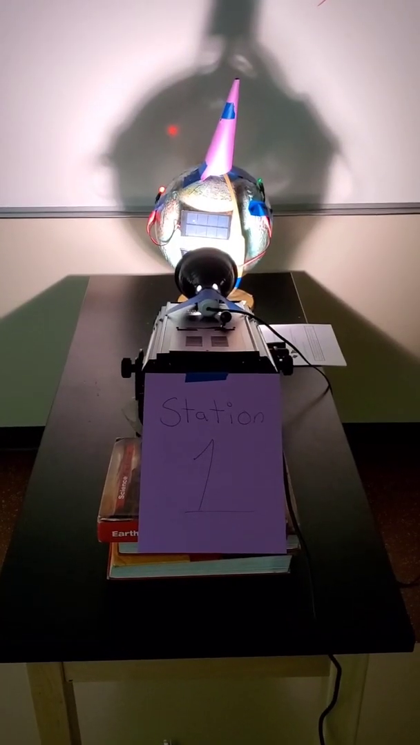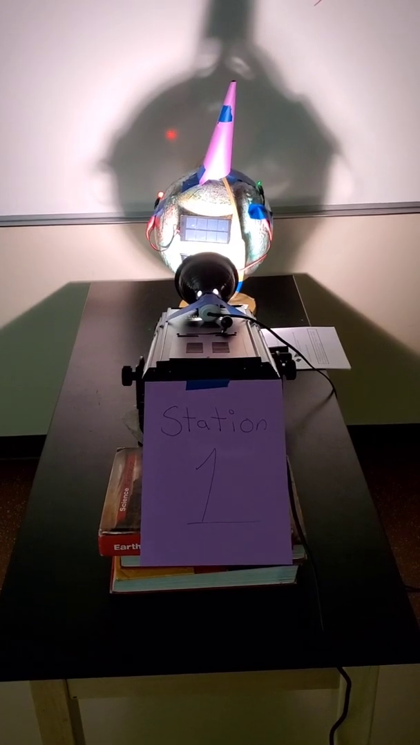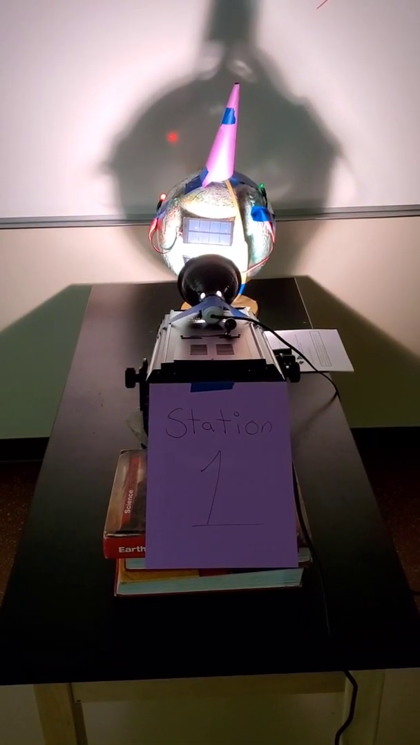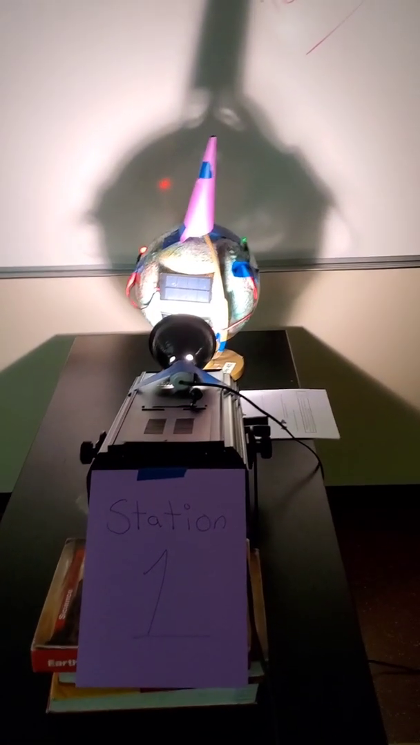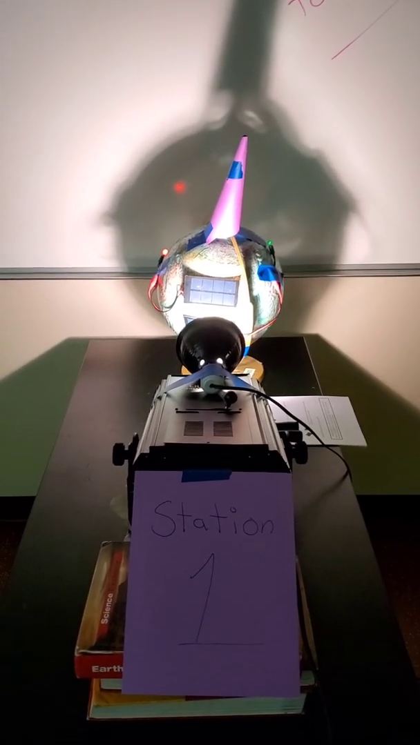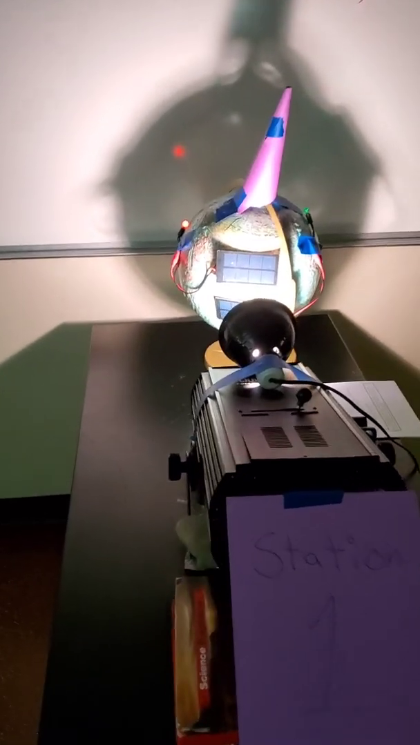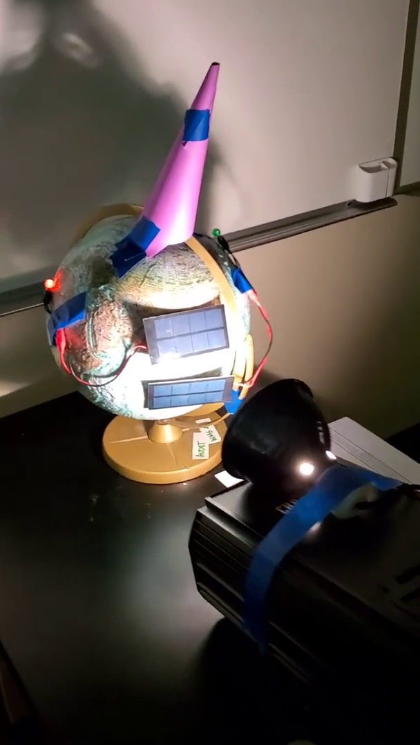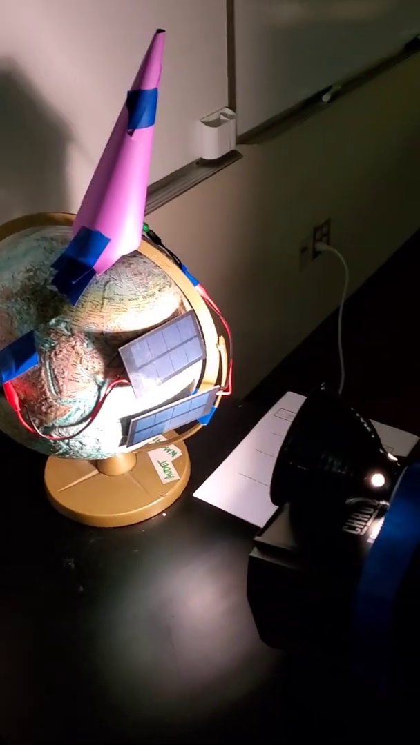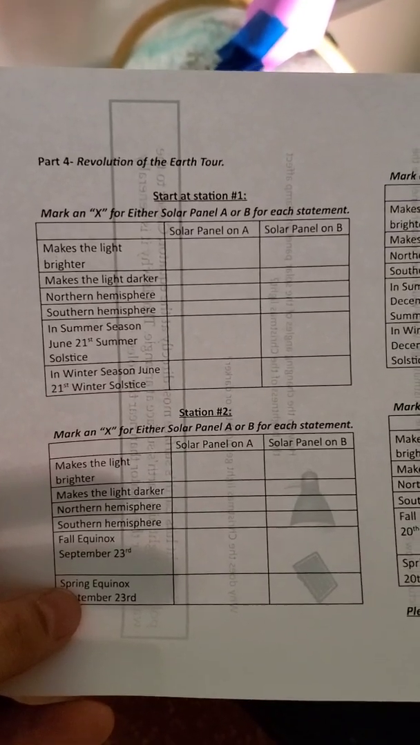Here we have station 1. The purple cone at the top shows the extension of the axis as it exits the top of the planet, and it is pointed behind me towards the North Star, which we've made the opposite wall in the classroom. Now, we've put an upper and a lower solar panel, and they are A and B respectively. And if we look on our sheet, it says we're going to mark an X for each solar panel.